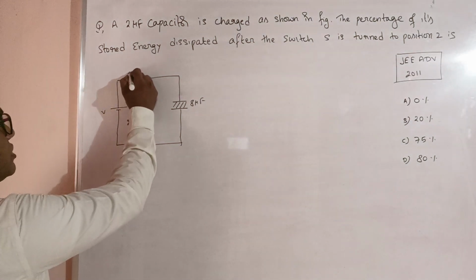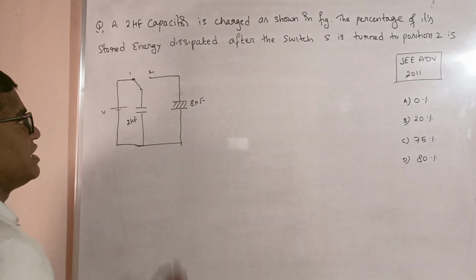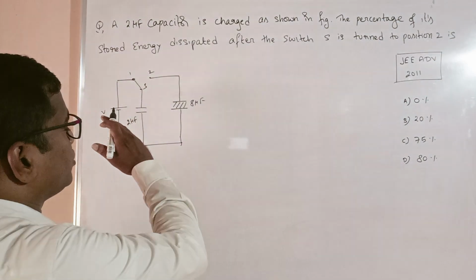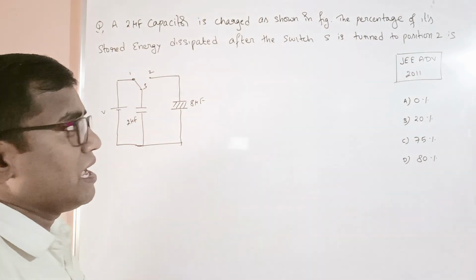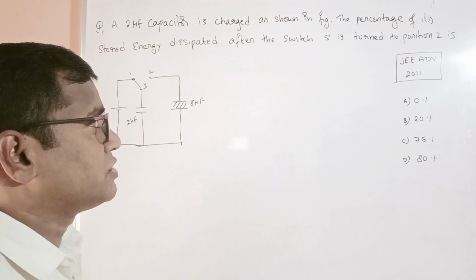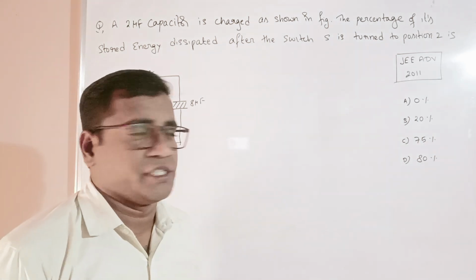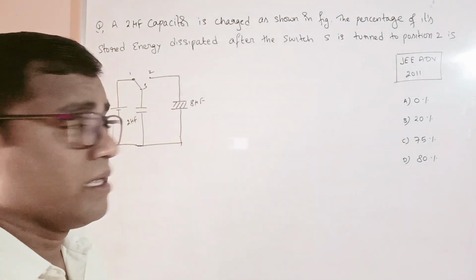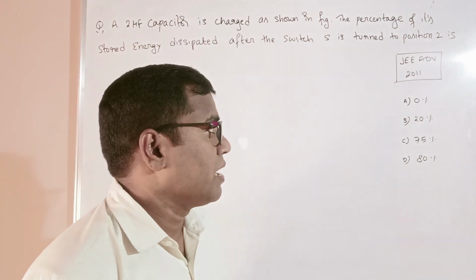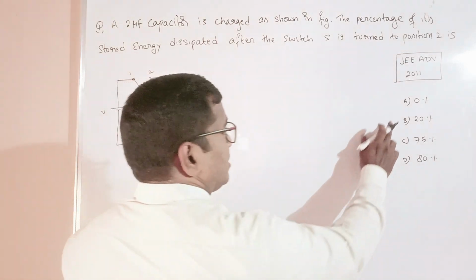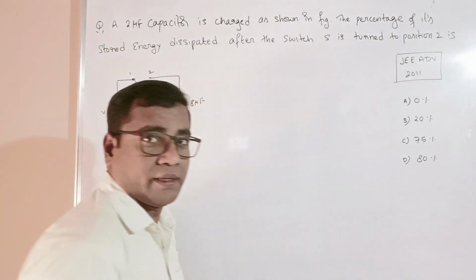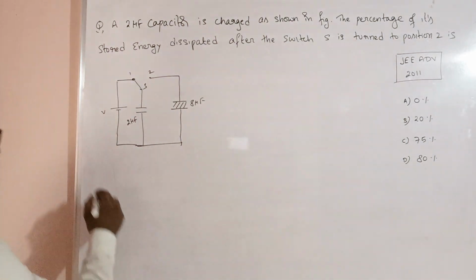Initially, this is position 1 and position 2. The switch is at position 1 and after that, the switch is turned to position 2. It is asking for the energy dissipated after the switch S is turned to position 2. This question was given in JEE Advanced 2011 and 4 options are given: 0%, 20%, 75% and 80%. Now we'll see how to solve.